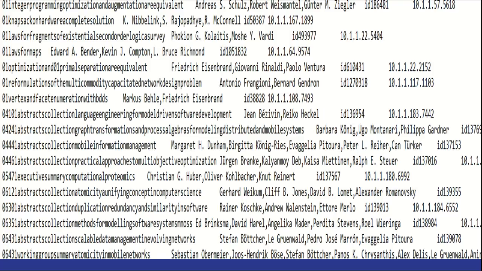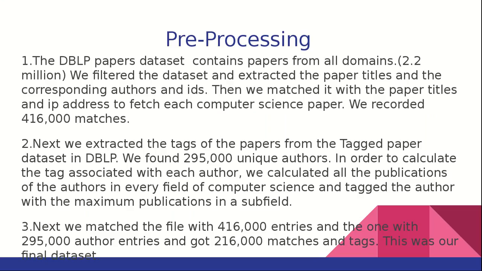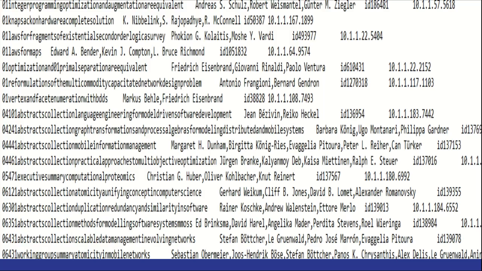Here, after the first pre-processing part where we matched it with the paper titles and IP addresses, we got this file. As you can see, the first column represents the paper name which has been pre-processed in order to increase the number of matches. The second column lists the author names which published the paper. The third column is the RNet ID. We had downloaded the dataset from rnetminer.org. The fourth column is the IP, which can be used to fetch the contents of the whole paper.